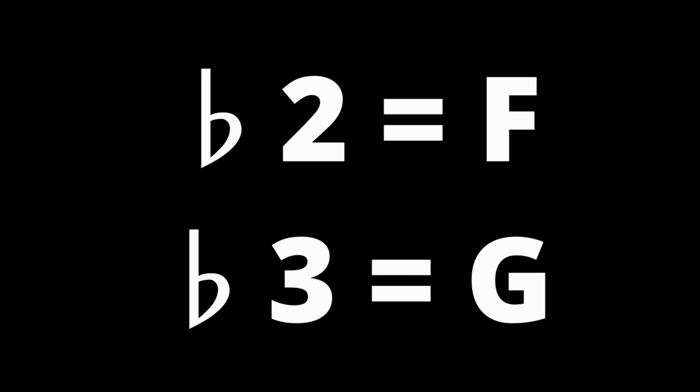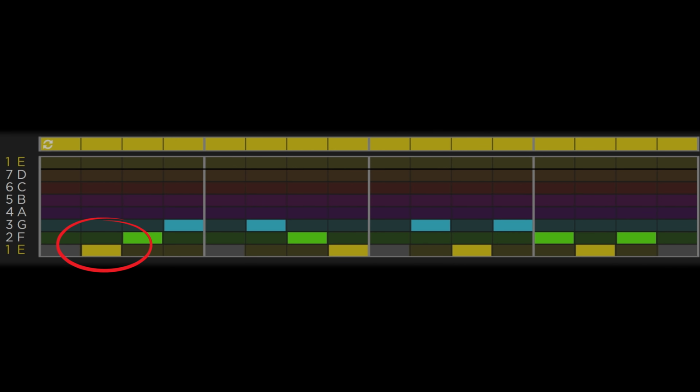I'll use these two notes now in an example in the key of E Phrygian. These are F and G. I'll also use the root or tonic note E to spell out the key. Here's a very simple melody that highlights these notes.